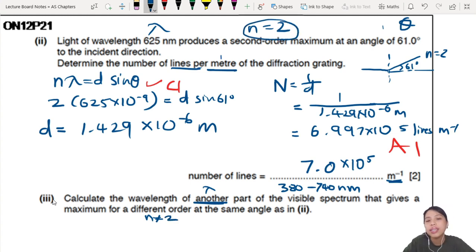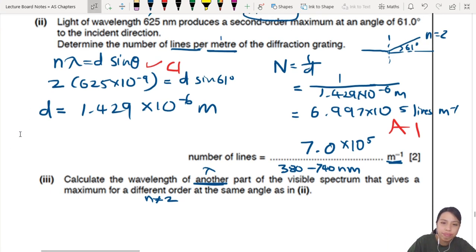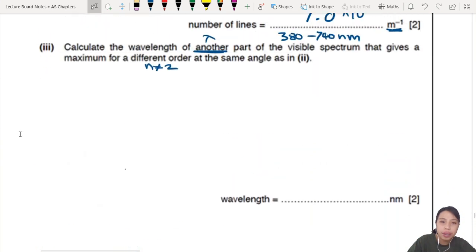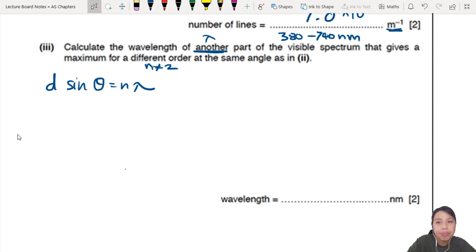So another light will have the same angle as this one in the first part, but it will be a different wavelength. How do we know what this other light is? Just now we said blue and red all have different angles. So how can you calculate that? We don't panic, we write down our mother equation first: d sin theta equals n lambda. We're trying to find the wavelength, right? So reorganize: lambda equals d sin theta over n.